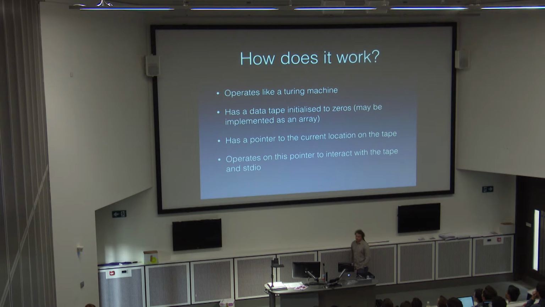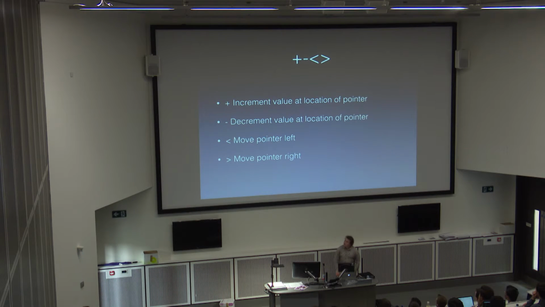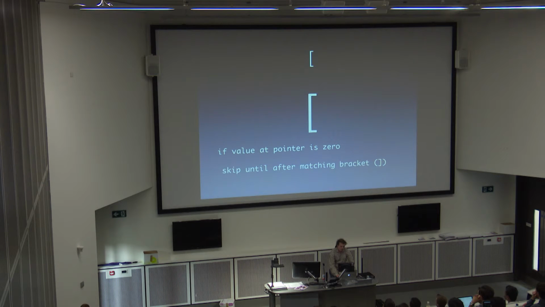As I said, it works like a Turing machine. You have a data tape, which is just zeros to start with, and then you have a pointer to wherever you are on the tape. You move it either way, increment, read in or out. First few instructions, plus minus, left and right. Plus increments whatever's stored at the value that's currently where the pointer is pointing. Minus is the opposite, decrements it, and then you can move it left or right on the tape.